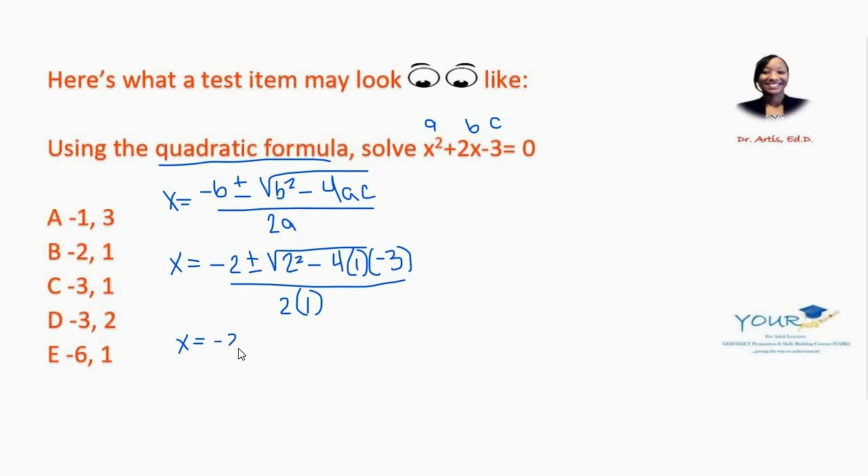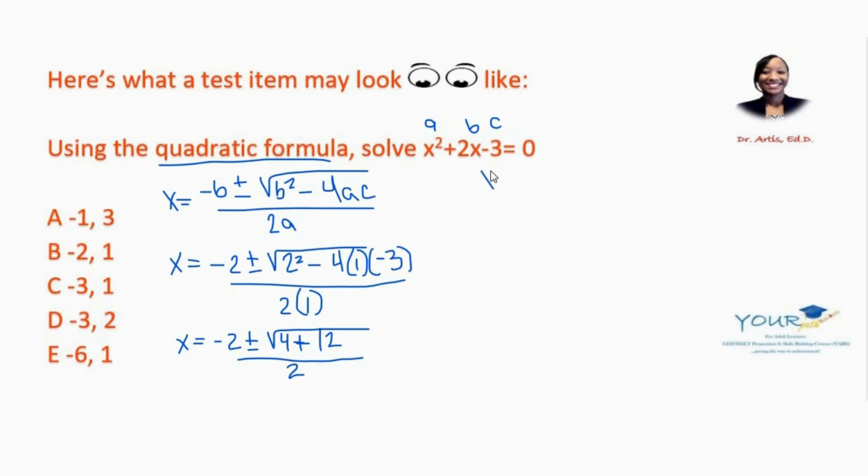So here we have a -2 plus or minus 2 squared will give us 4 because 2 times 2 is 4, minus, so we have a -4 times 1 will give us -4, and a -4 times a -3 will give us a +12. Next we have 2 times 1, so this is going to be over 2.